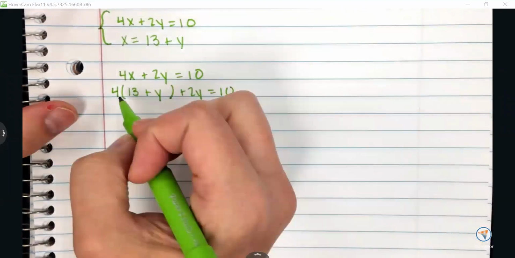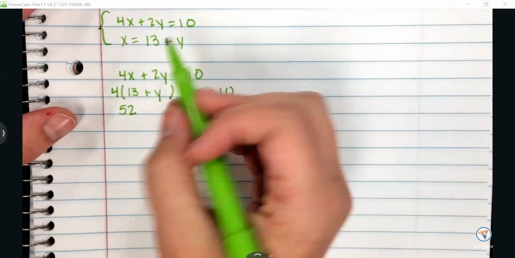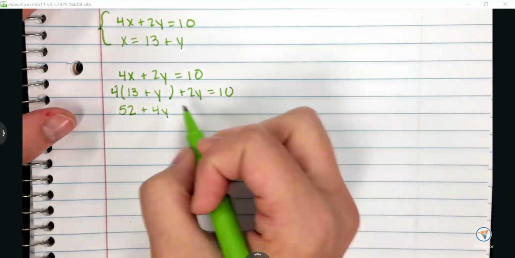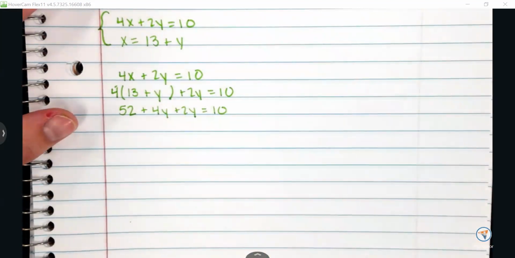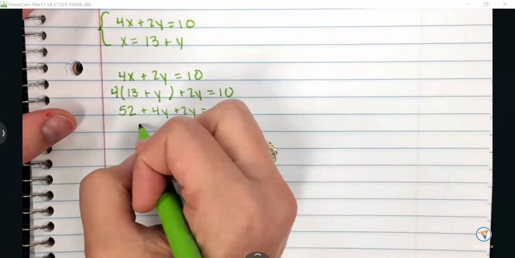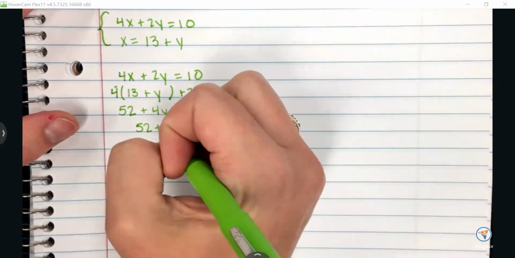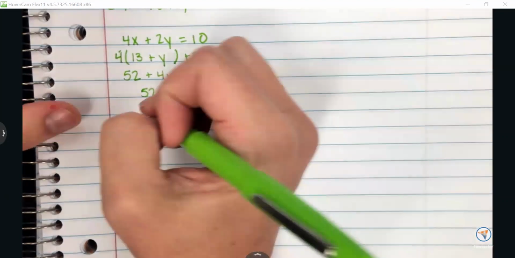All right, so from here, I'm just solving. So what am I going to do to this 4 that's touching parentheses? Multiply, distribute. So 4 times 13 is 52. And I have to do 4 times y, which would be 4y. And then I keep writing. Plus 2y equals 10. Combine my like terms. So 52 stays. Plus, what is 4y plus 2y? 6y equals 10. What's my next step? Subtract 52.